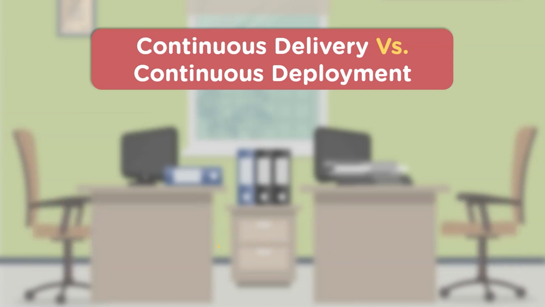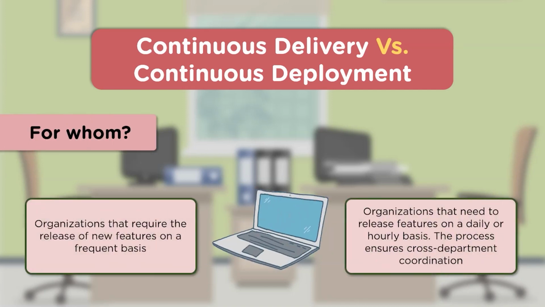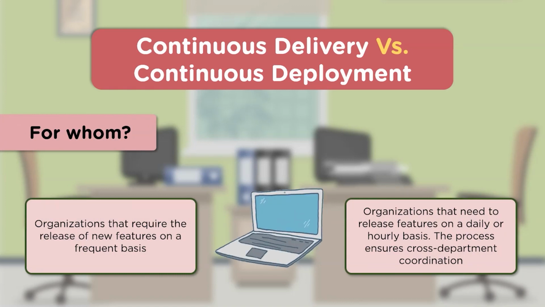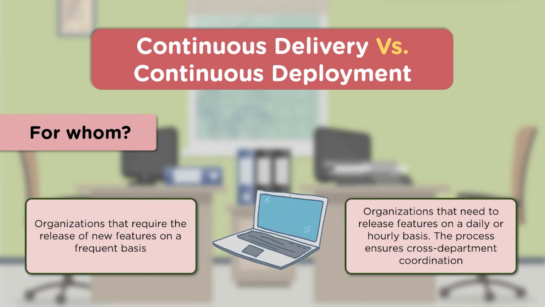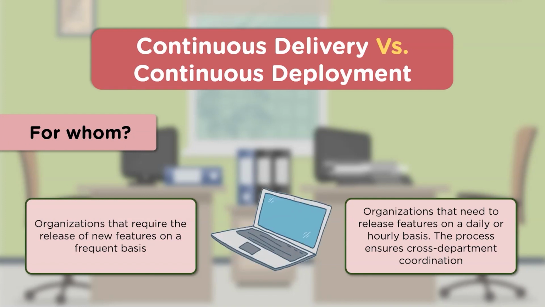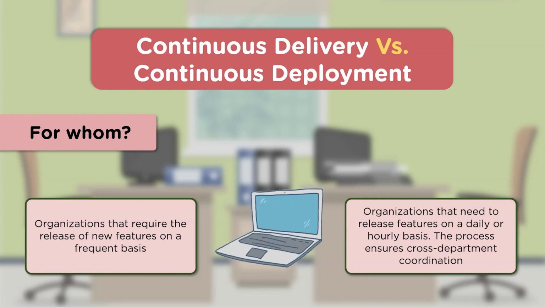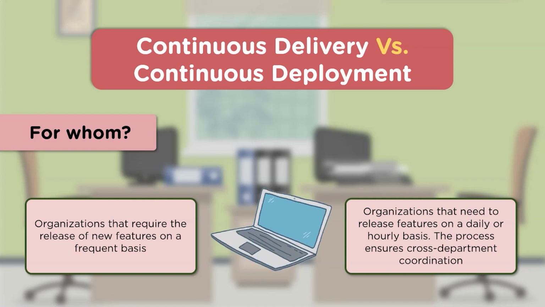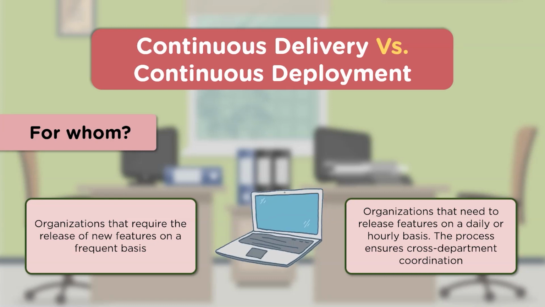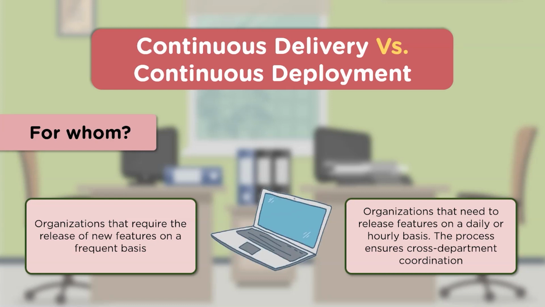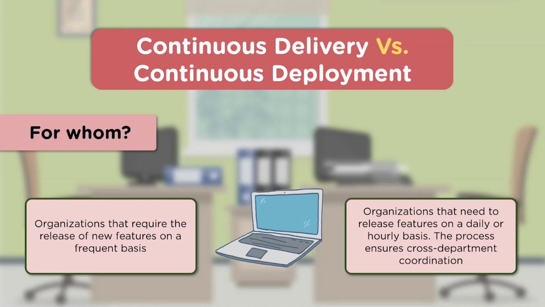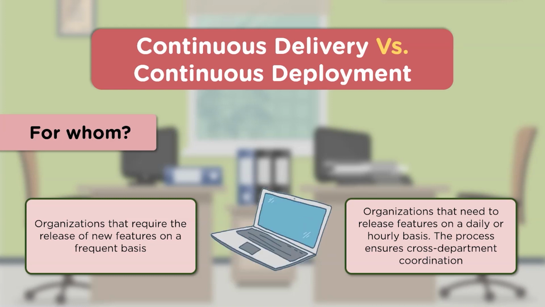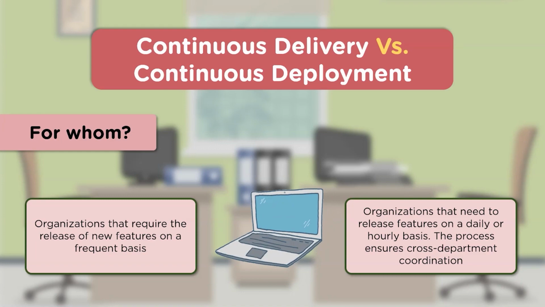The third considerable factor is for whom. In this factor, we will see what kind of organizations or companies use these two practices. Continuous delivery is used by organizations that need to release new features on a frequent schedule. On the other hand, continuous deployment is mainly used by organizations that look forward to releases on a daily or hourly basis. The process of continuous deployment ensures cross-department coordination like development, support, marketing, business, etc.